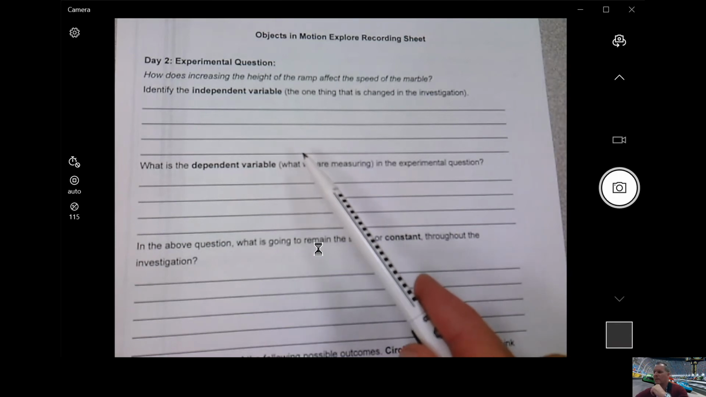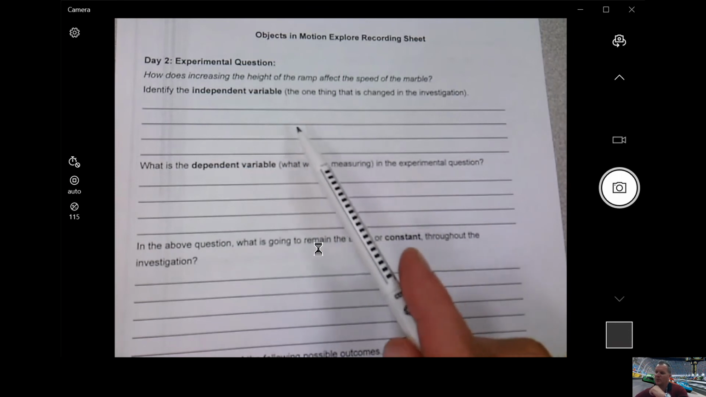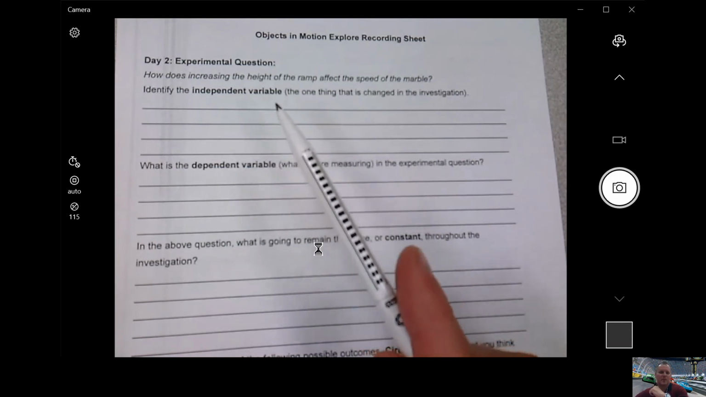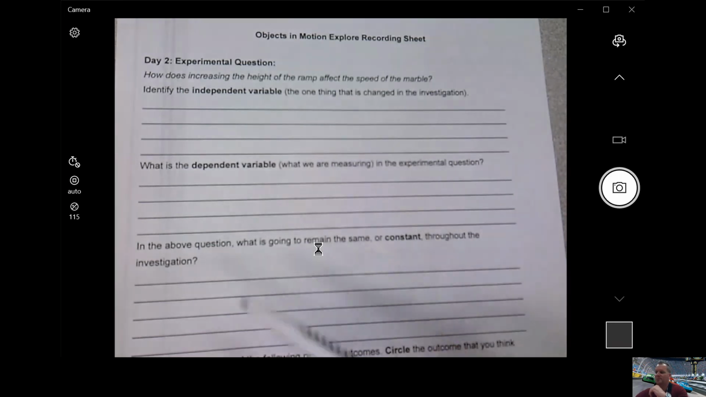Usually one particular group will do all 6, but this will be a lot faster if group 1 does 1 book, group 2 does 2 books, group 3, yada yada. Okay, so that's the one thing we're changing. We're going to see what happens as that ramp height gets higher. What's going to happen to the speed of the marble?